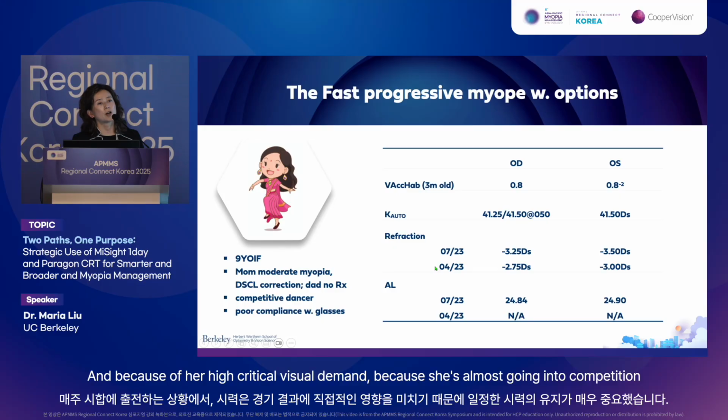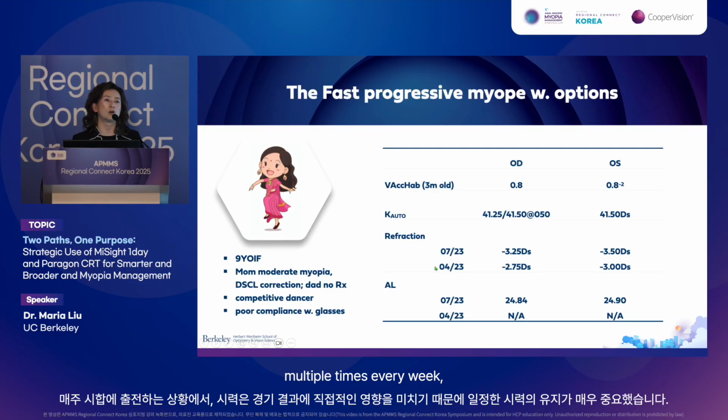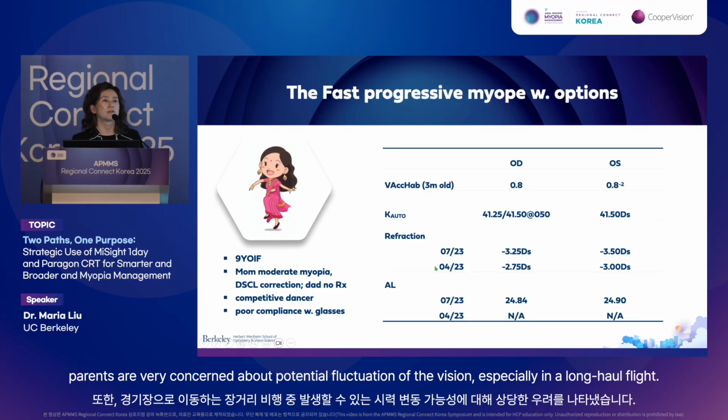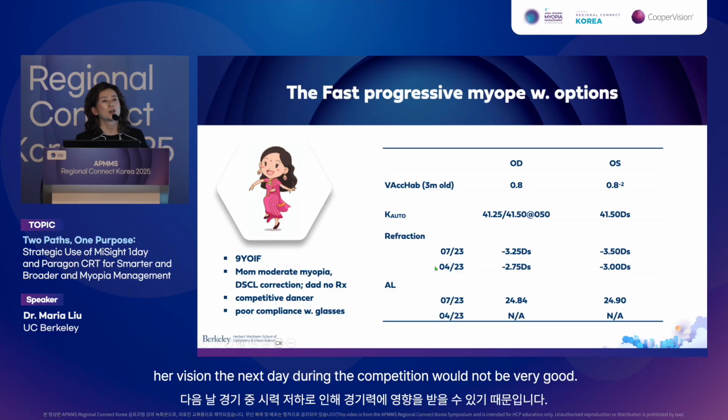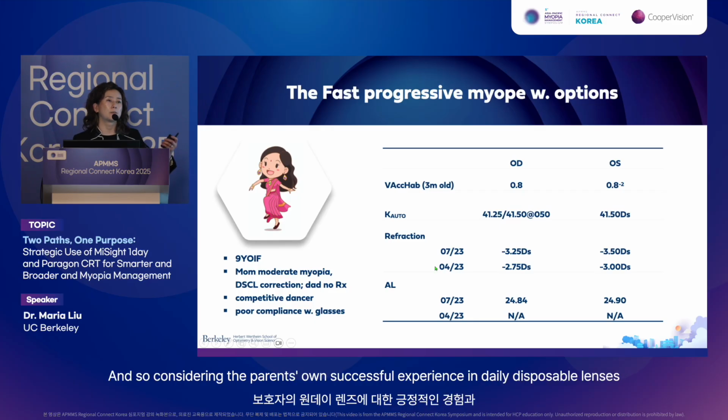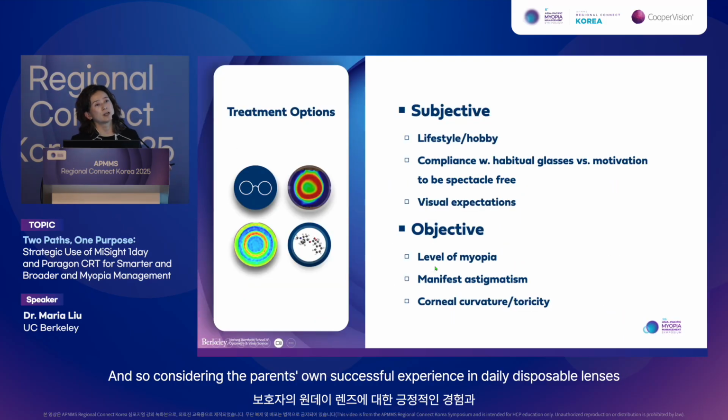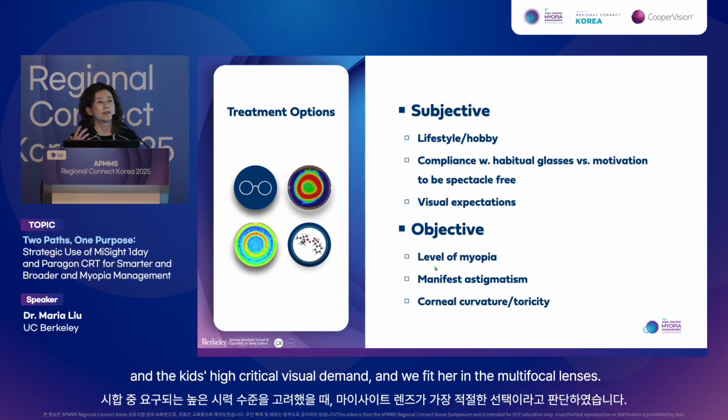And because of her high critical visual demand, because she's going into competition multiple times every week, parents are very concerned about potential fluctuation of the vision, especially on a long-haul flight. If she's not able to wear the ortho-K lenses at night, her vision the next day during the competition would not be very good. So considering the parents' own successful experience with daily disposable lenses and the kid's high critical visual demand, we fit her in the multifocal lenses.